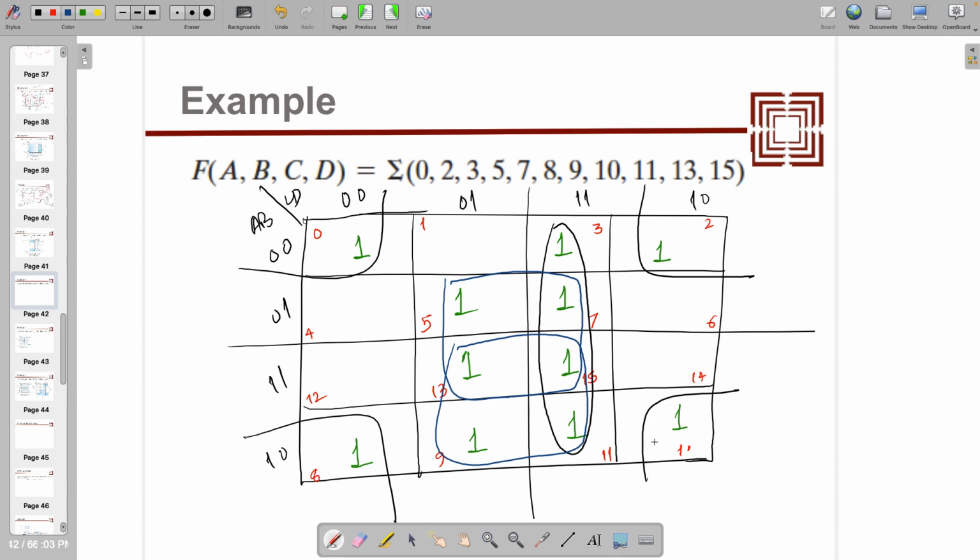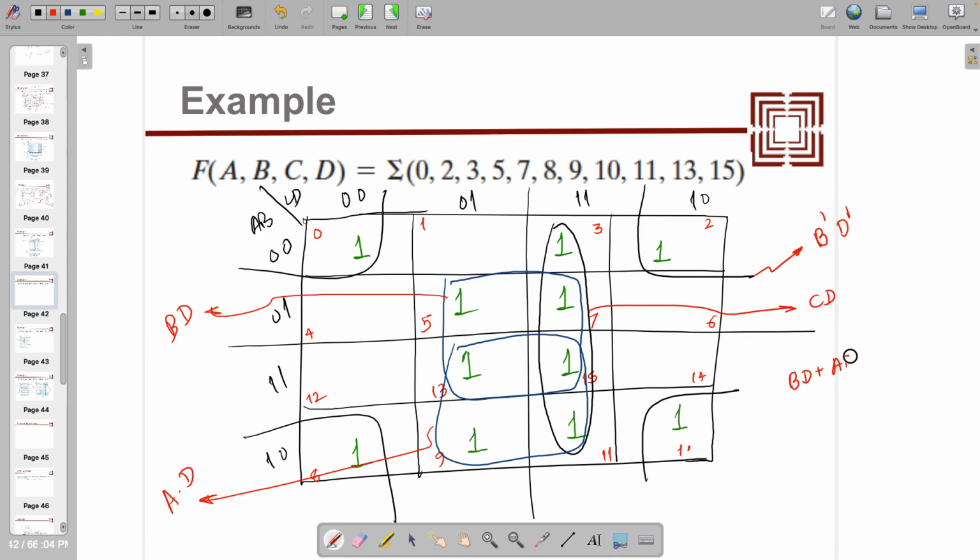That's why I'm saying there is no unique answer, right? What you are saying is correct. That is also fine. Okay, so then we need to write down for this one: all four corners will give you B prime and D prime, right? Then this horizontal one will give you CD. This box is going to give you BD. And this box is going to give you AD. Right? So the final answer is going to be BD plus AD plus CD plus B bar D bar. Right?